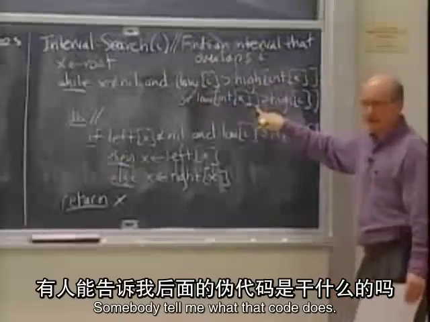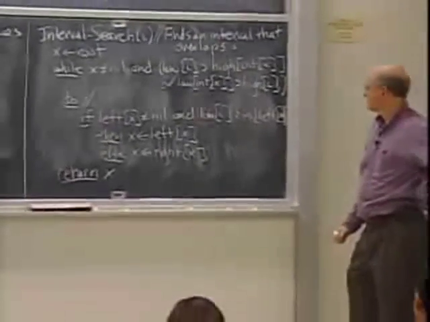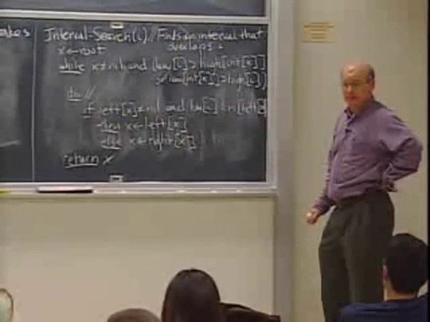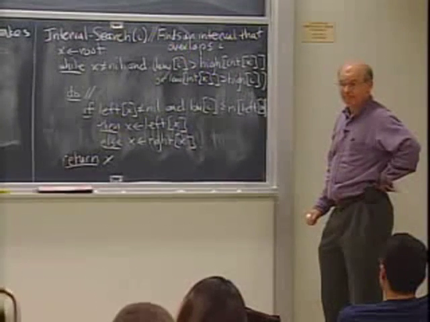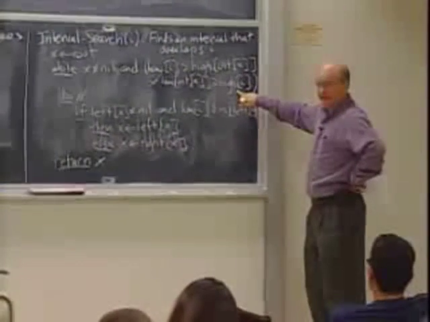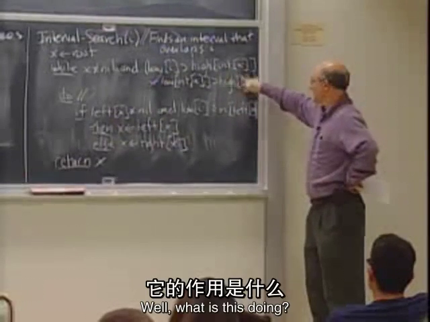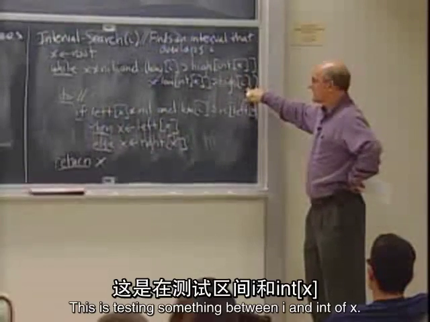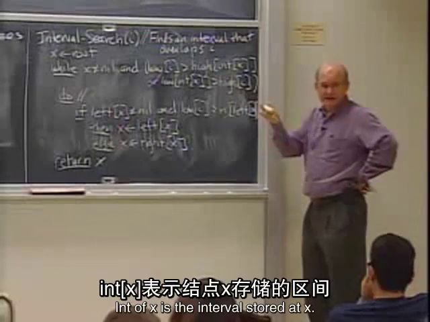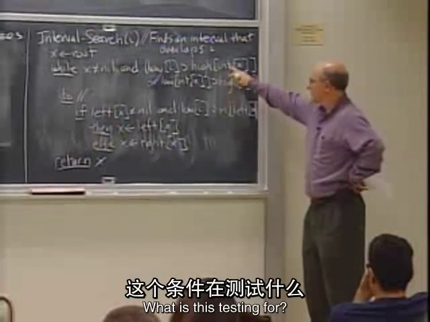Somebody tell me what that code does? If the low of the interval is greater than the high, then you know it's completely to the left or can't be above the left. You're checking in either case to make sure that it still exists. Yeah, well, so what is this doing? This is testing something between I and int of x. So int of x is the interval stored at x. What is this testing for?